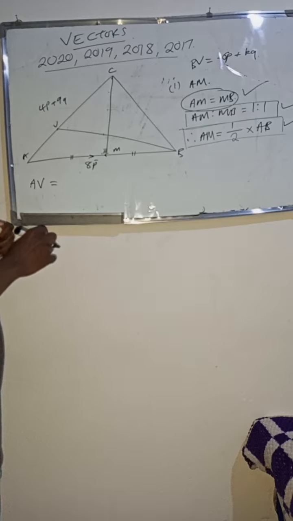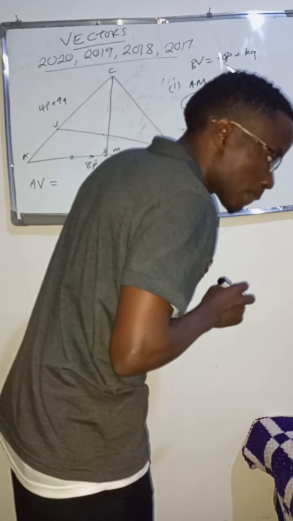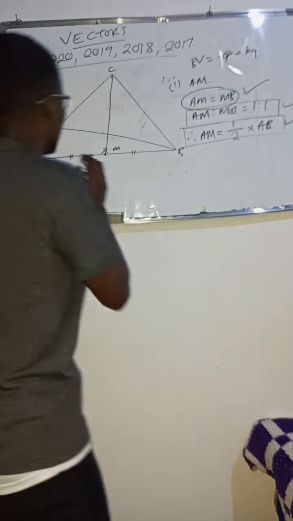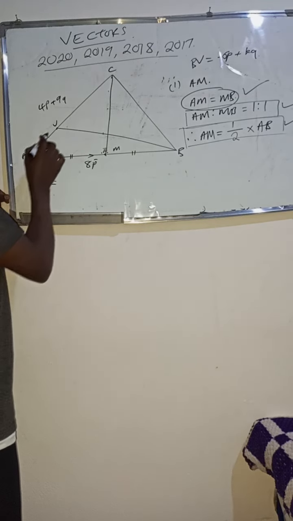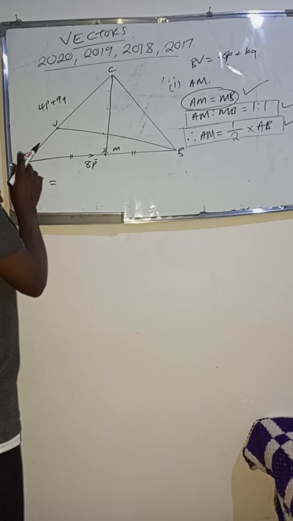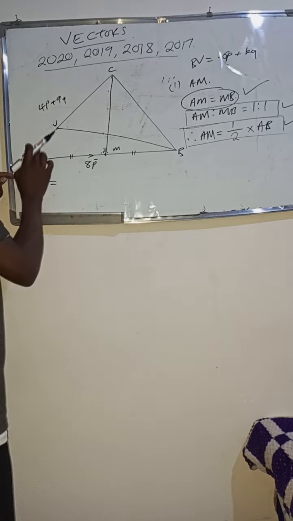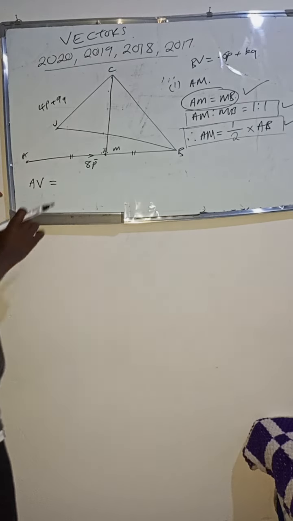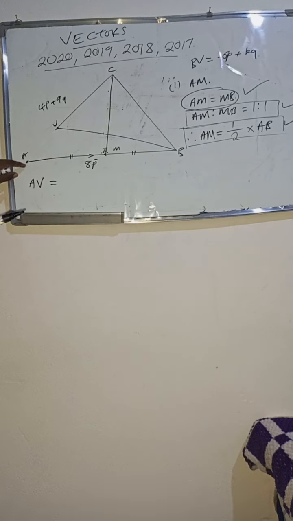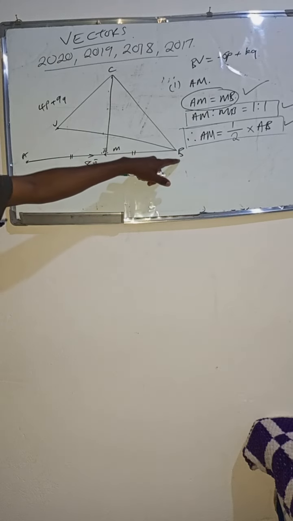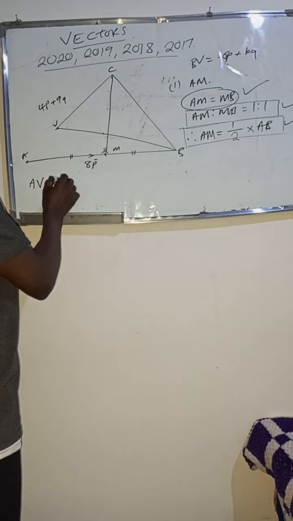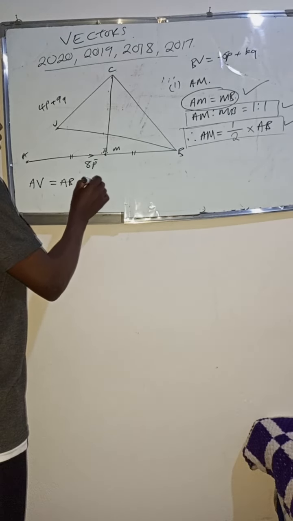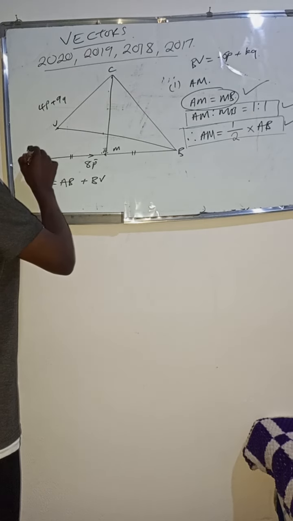Now what equations have we been given? Let's see what we have. So we want to move from A to V. For us to move from A to V, we assume as if there is no root here. So we are at point A, and the only way we can move from point A to point V is by first going to point B, and then we go to point V. So we're saying that AV is going to be equal to AB plus BV.